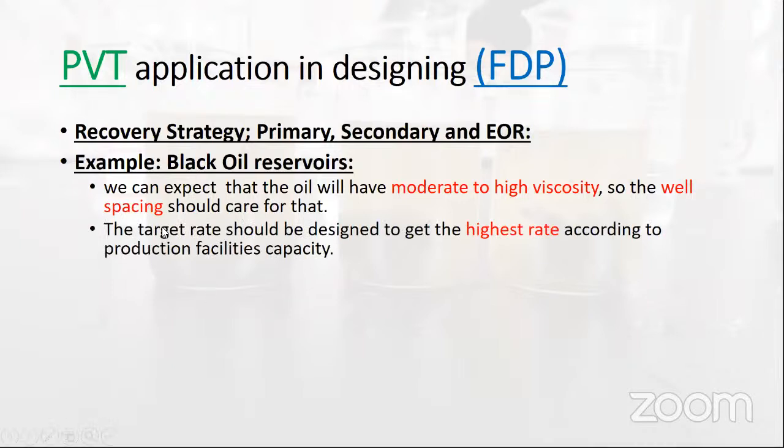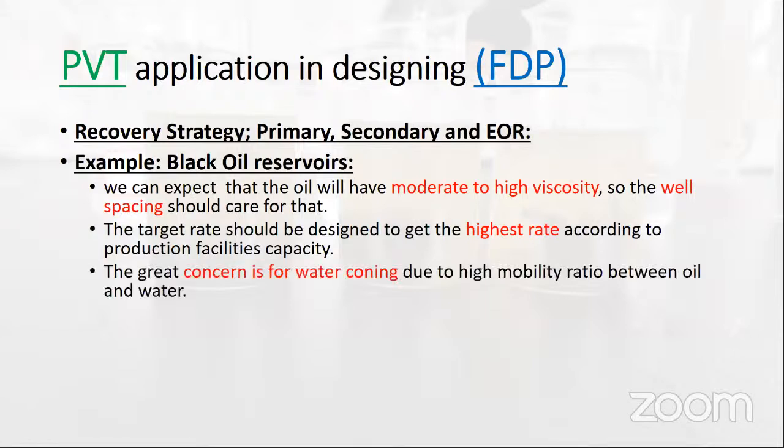Also the target production rate: in case of having a black oil reservoir, the bubble point will be far from the initial reservoir pressure. So in this case, we can drain or produce from this reservoir at the highest rate or at the capacity of the production facilities, because we don't have any constraint from having free gas in the production, because the bubble point is very far from the initial reservoir pressure.